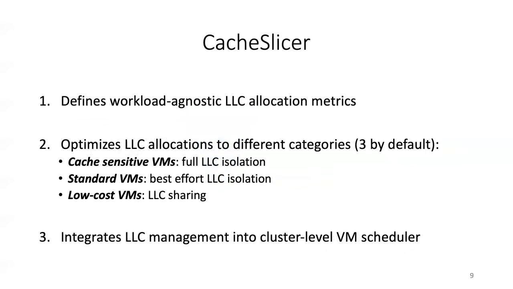First, we look at how we can define last level cache allocation metrics that are workload agnostic. The second component of CacheSlicer is optimizing last level cache allocations for, by default, 3 categories of VMs. We deliver full isolation to cache sensitive VMs, best effort isolation to standard VMs, and full sharing to low-cost VMs. The third element of CacheSlicer is integrating last-level cache management into the cluster-level VM scheduler.